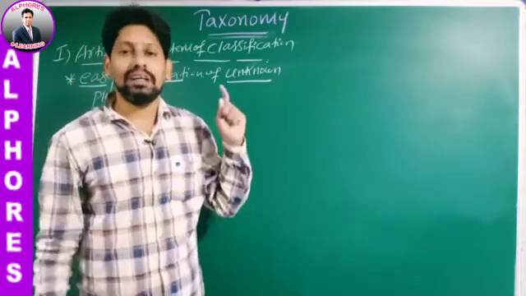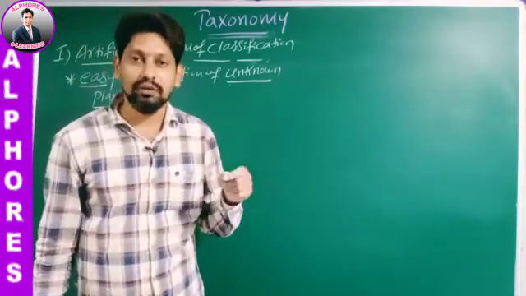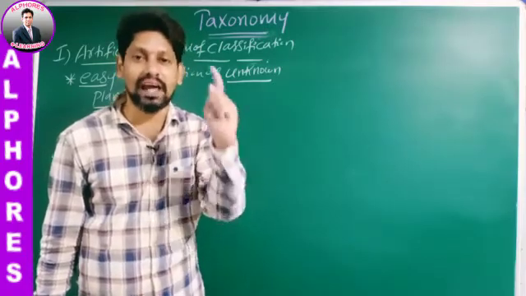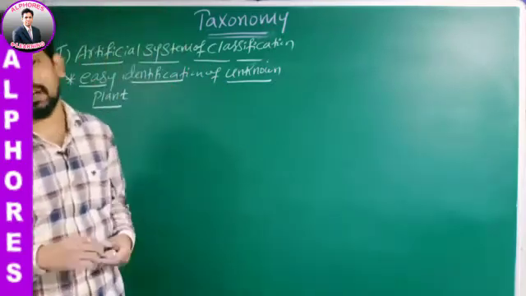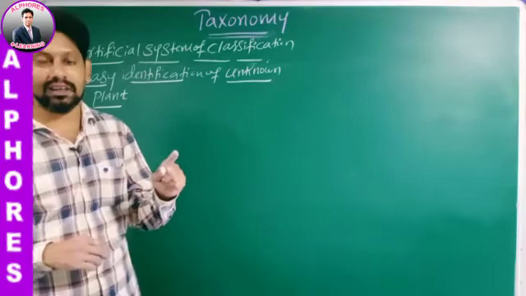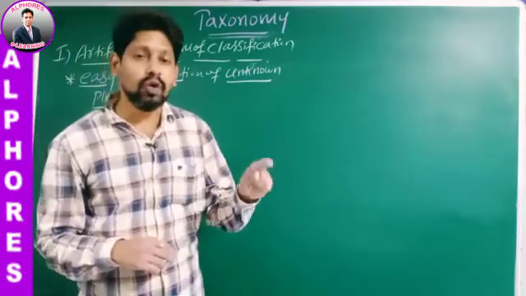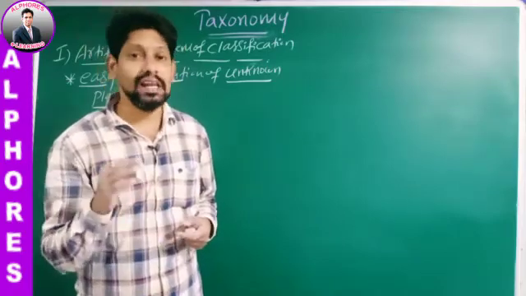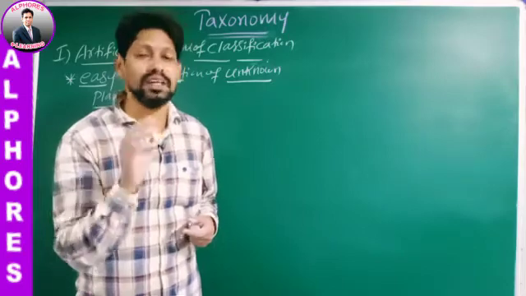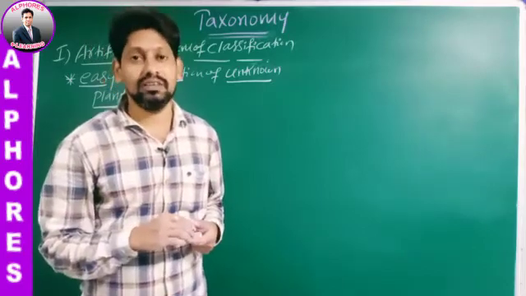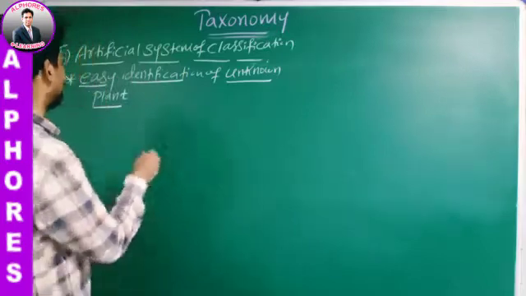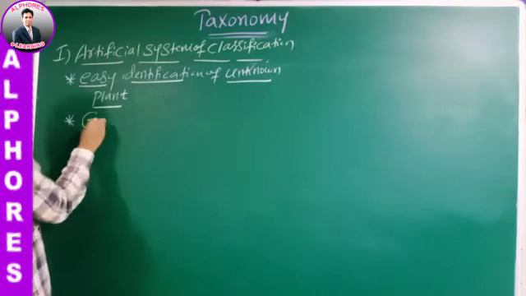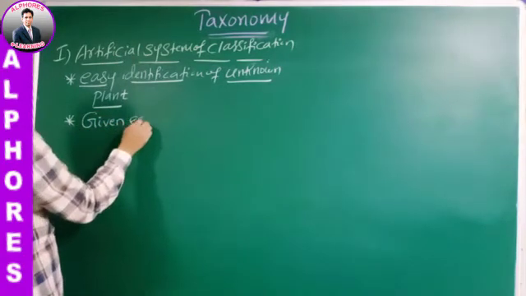Yes or no? The artificial system of classification gives equal importance to vegetative characters and floral characters. Vegetative characters are unstable. Compared to vegetative characters, floral characters are more stable. So, while classifying plants, importance should be given to floral characters. But they have given equal importance to vegetative and floral characters.